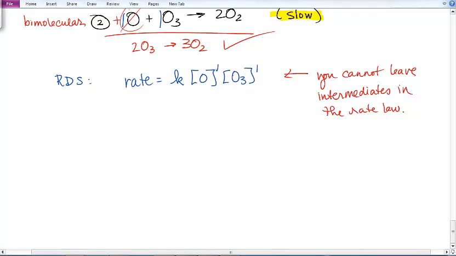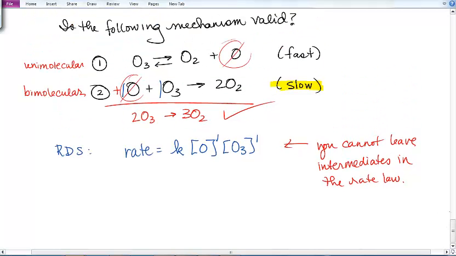What do I mean by an intermediate? Who's an intermediate? Margot? Yeah, it's O, because it's in both of the reactions, and specifically because it's being produced by one reaction and used up by the other reaction. So it actually isn't ever present in any appreciable amounts. It's being used up, produced, used up, produced, used up, produced, used up.